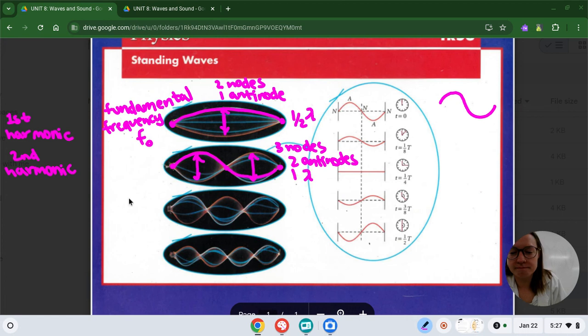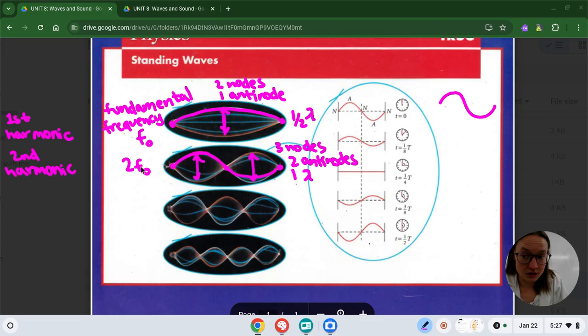This second harmonic, I told you, occurs at a very specific frequency. The frequency that it occurs at is 2 times the fundamental frequency. So if we had a string that had a resonance frequency of 3 hertz, this second harmonic would occur when that string vibrates back and forth at a frequency of 6 hertz. At that frequency, you would get a standing wave that looks like this.